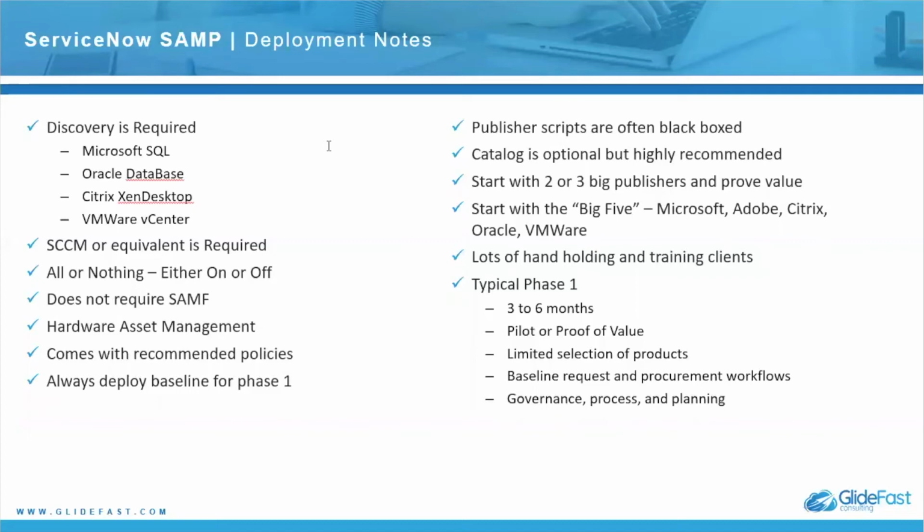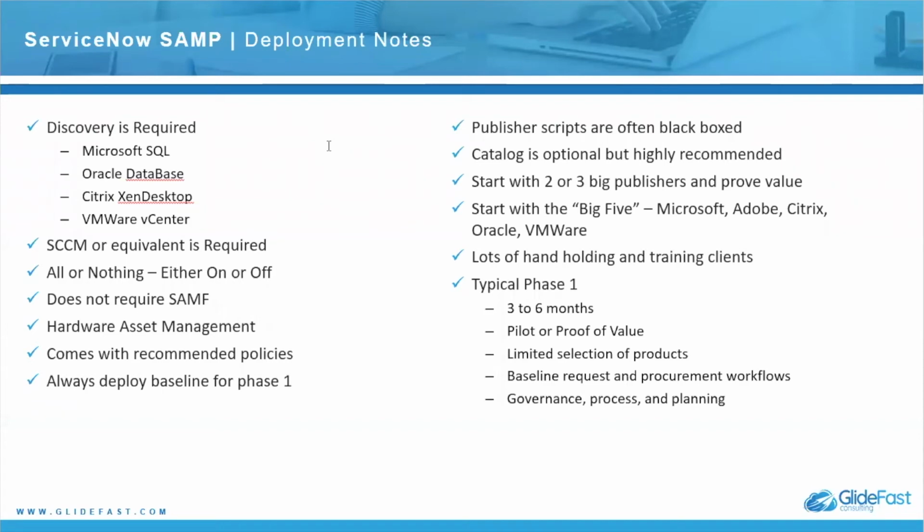The catalog is optional but highly recommended. Most people want a software catalog, and I recommend a few items for that. Typically we do a handful, 2 or 3 items to show them how it works and then allow them to build their own. Certainly don't have to have that for phase one, but it's pretty typical.